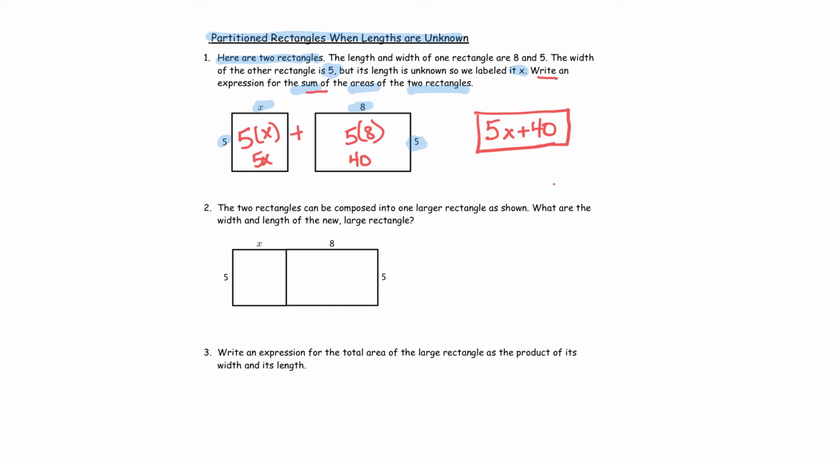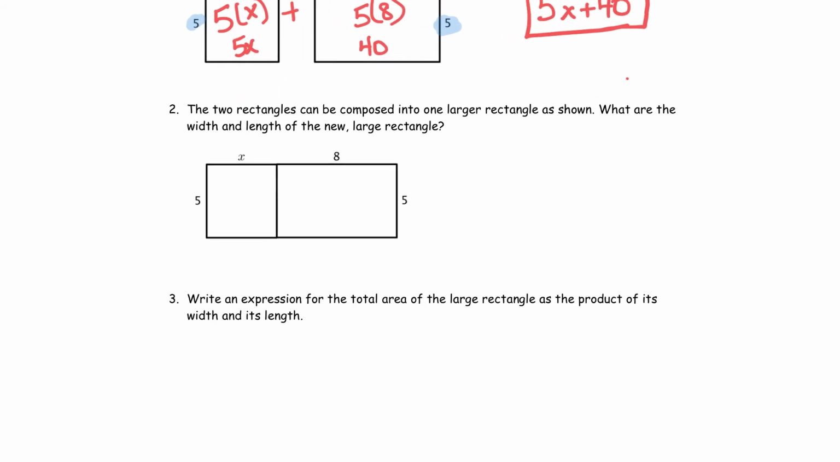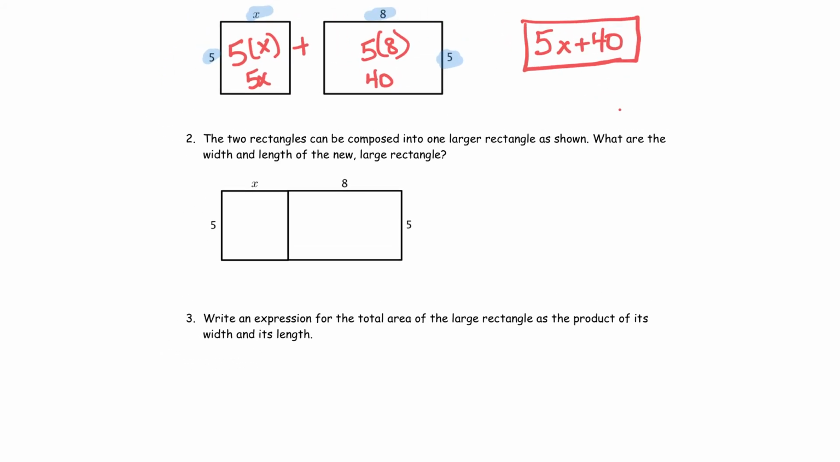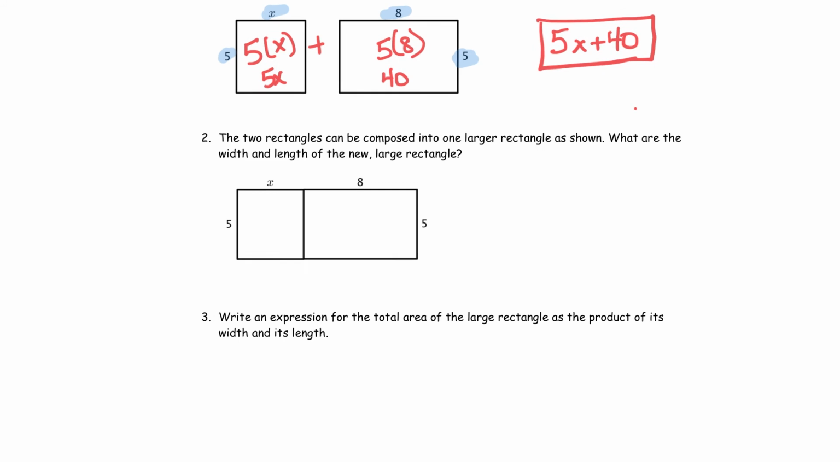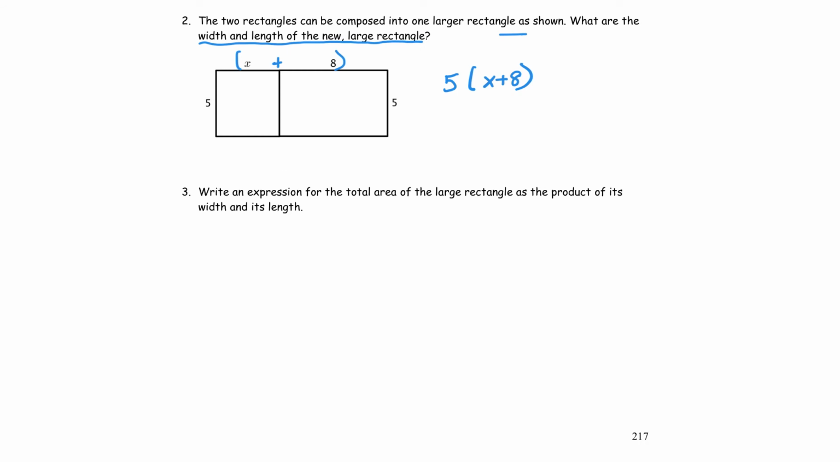Let's look at number 2. Number 2 says the two rectangles can be composed into one larger rectangle as shown below. What are the width and length of the new large rectangle? So in this case, just like we saw on the model of the first page, all we have to do is basically combine, and the new width and the new length would be 5 times x plus 8.